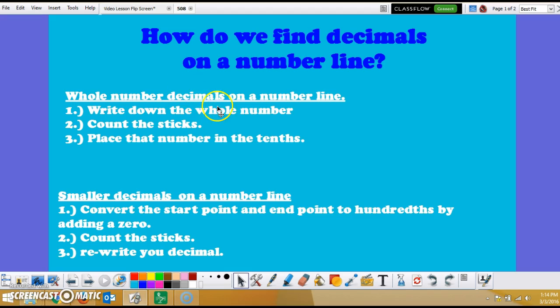If it's a whole number decimal on a number line, step one is just write down the whole number, count the sticks because it's going to be in the tenths place value with decimals, and then just write that number in the tenths place value. If it's smaller decimals on a number line, the first thing you need to do is convert the small tenth numbers into hundredths by adding zeros at the end, and then count the sticks and rewrite your decimal. Let's take a look at this in action.